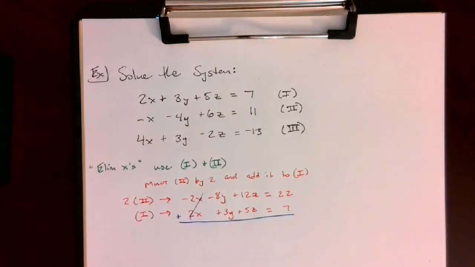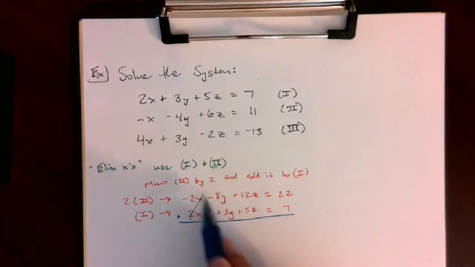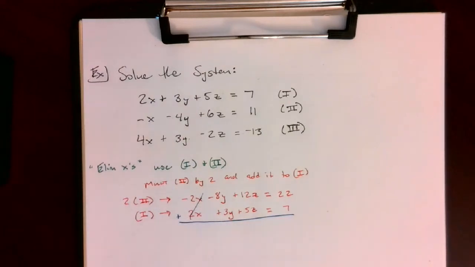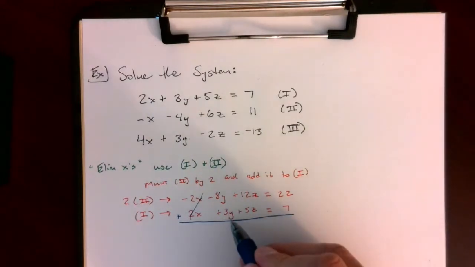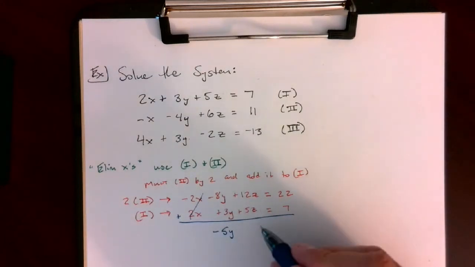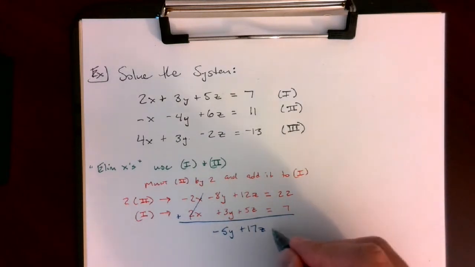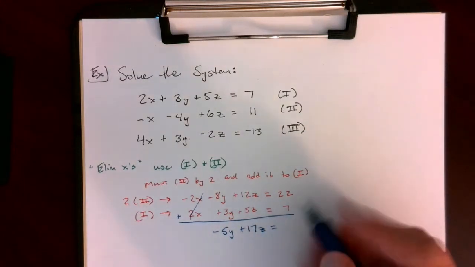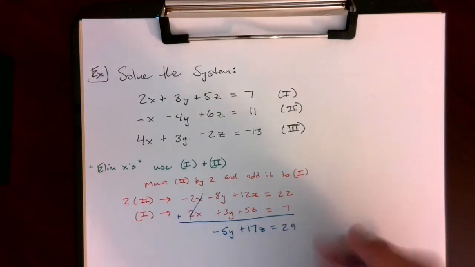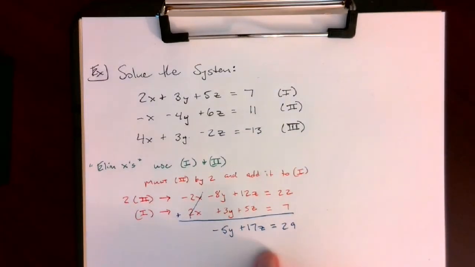We chose to eliminate x's, remember. So if you didn't choose to eliminate x's, something else would cancel. But here we chose to eliminate x's, so they canceled out. And then we got negative 8y plus 3y. So negative 8 plus 3 is a negative 5. The y comes along, combining those like terms. 12z plus 5z is plus 17z. And this is equal to, and then 22 plus 7 is 29. So this is our new equation, which only has 2 variables in it.